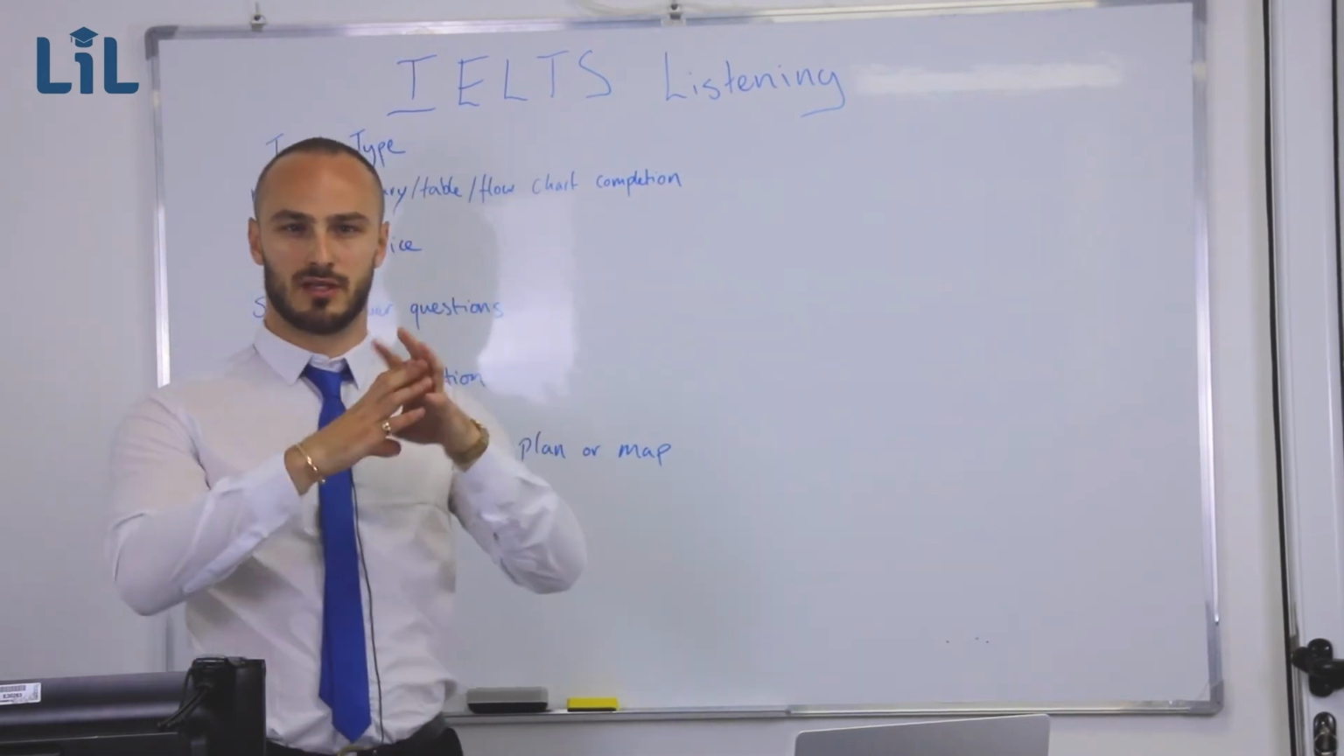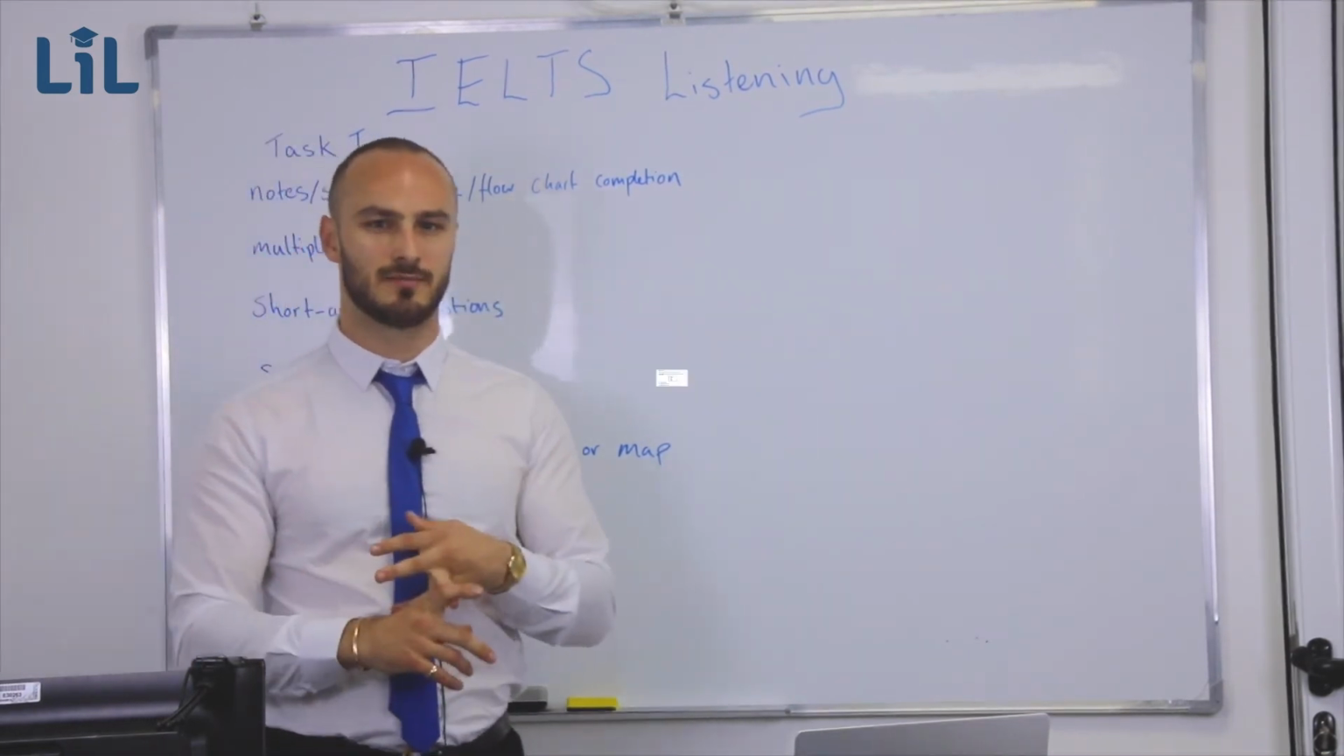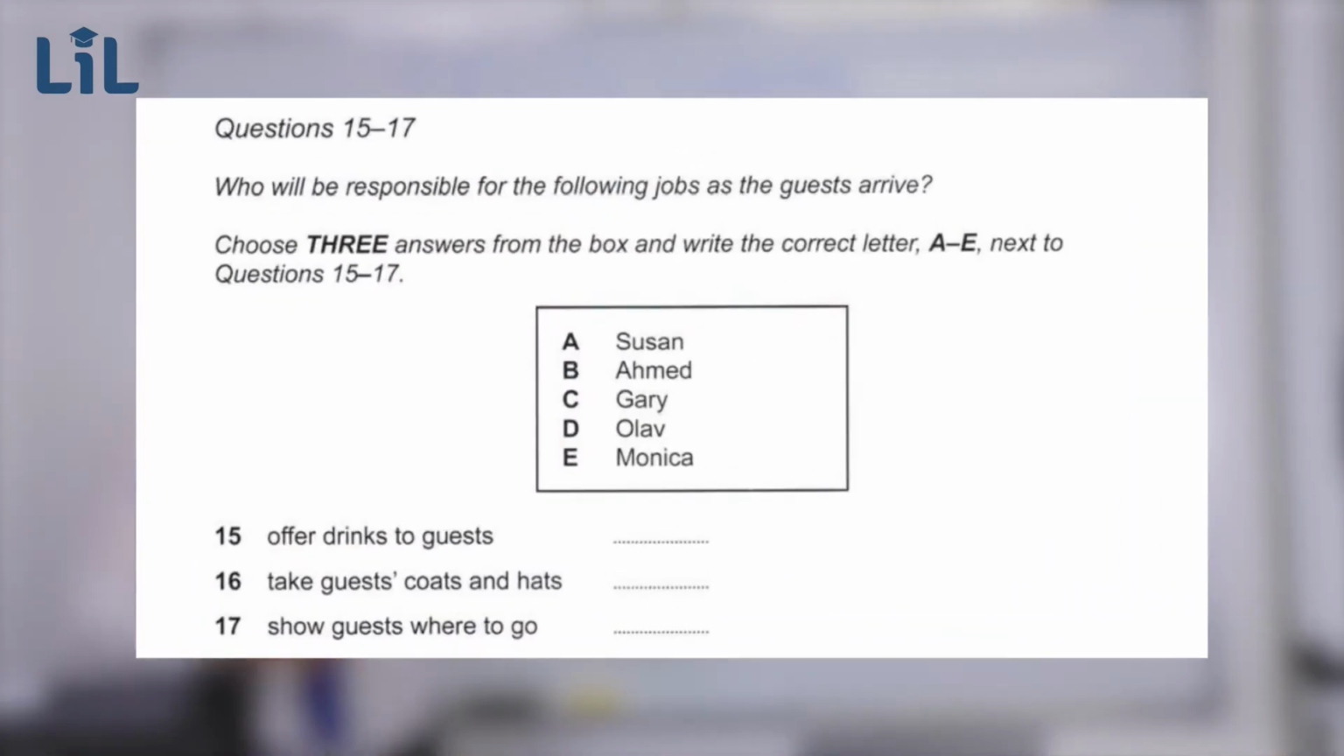Usually you're given a box, there might be names or dates or times, and then you're given features and you need to match them together. So as you can see, there's an example here for you as well.